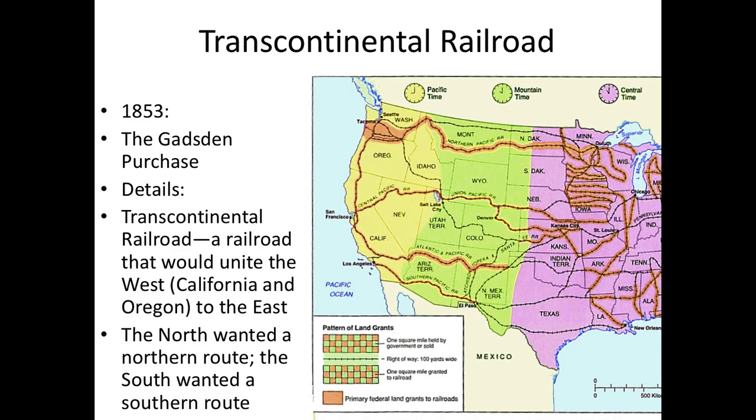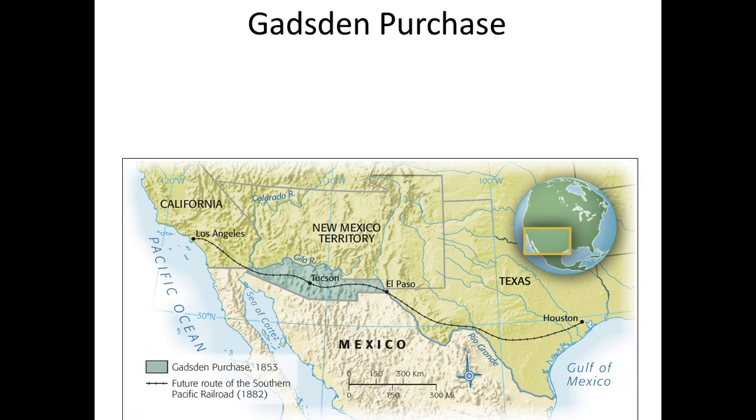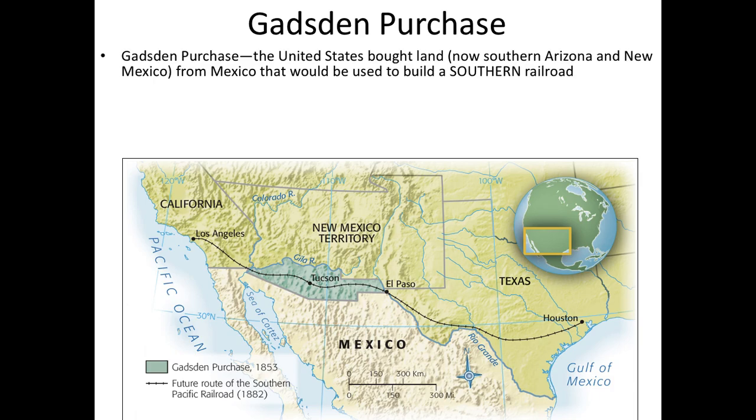Interestingly, the South gets the head start on this with what's known as the Gadsden Purchase. The Gadsden Purchase was a purchase of land. You see it highlighted here. A very small piece of land. And the United States is going to buy this small piece of land from Mexico for, I think, $10 million, which was a lot of money considering how small the piece of land was.